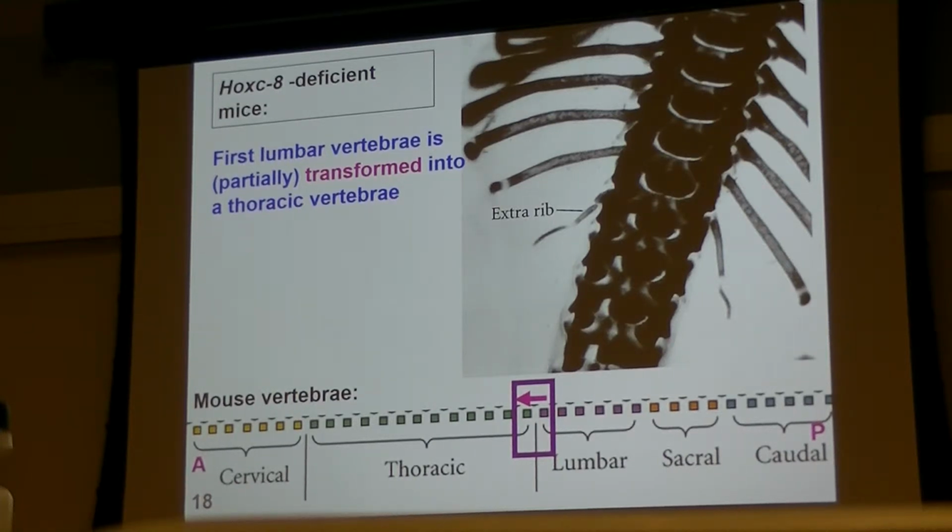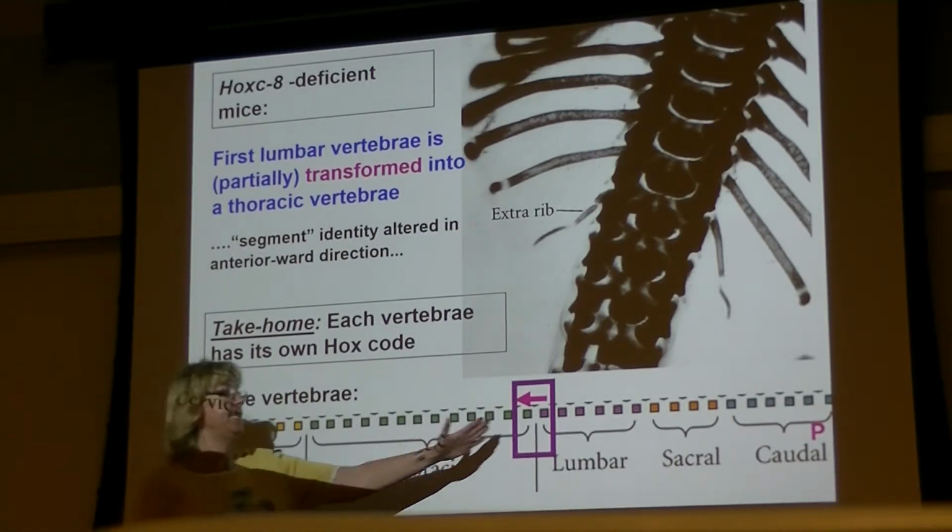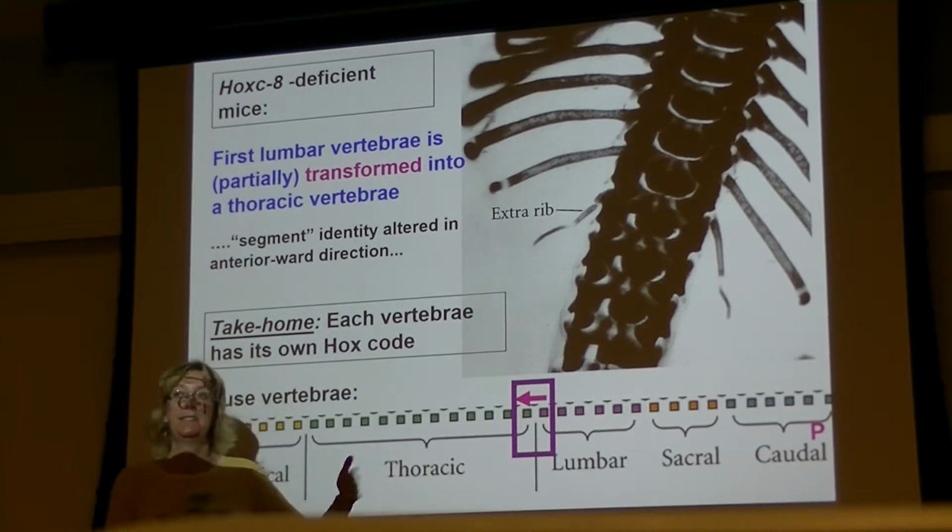Other thoughts or questions? Okay, so our answer was yes, you could get a homeotic transformation in vertebrae. And this just reemphasizes the theme that each one of these vertebrae has a different combination of Hox genes and that you can play with this code a little bit.